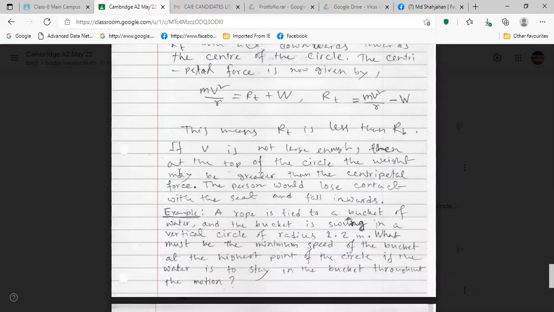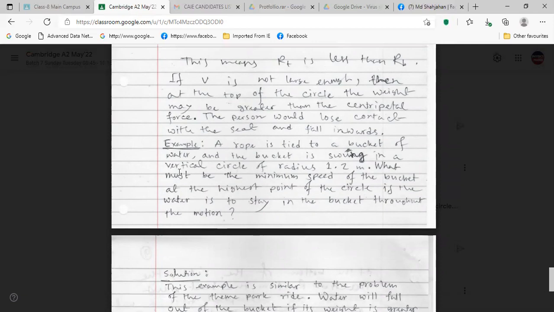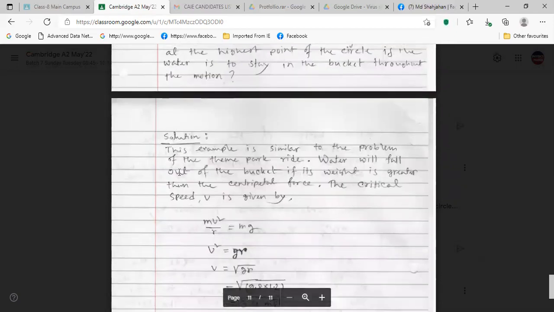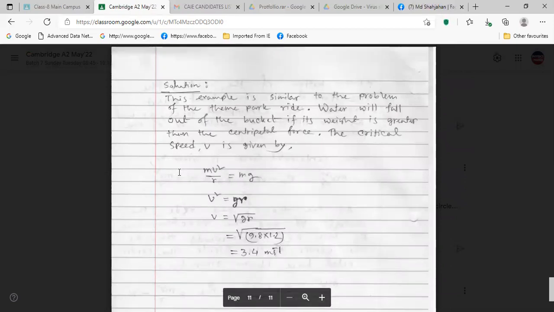Example: a rope is tied to a bucket of water and the bucket is swung in a vertical circle of radius 1.2 meters. What must be the minimum speed of the bucket at the highest point of the circle if the water is to stay in the bucket throughout the motion? So here is the 1.2. This one is the speed.